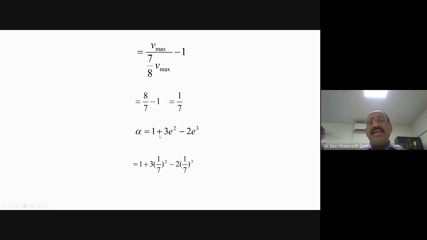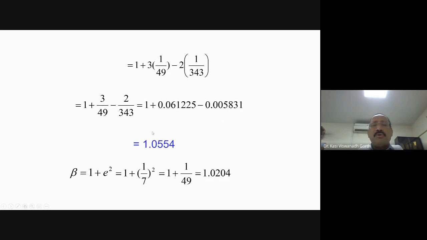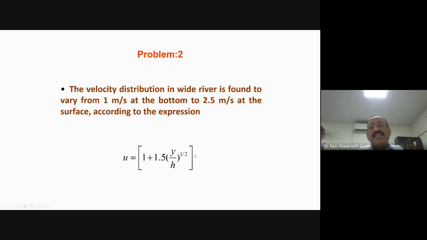So alpha is equal to 1 plus 3e square minus 2e cube. e is 1 by 7. Substitute 1 by 7 here, you are getting alpha. Similarly, substitute e is equal to 1 by 7, you will be getting beta. So alpha and beta have been computed for this problem.